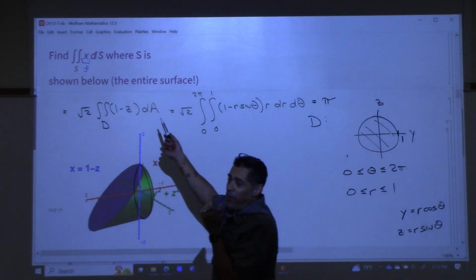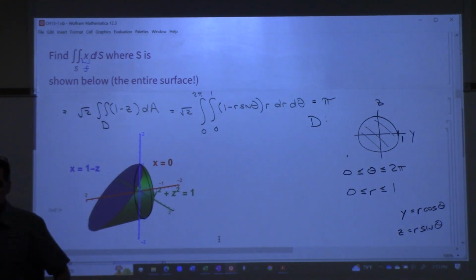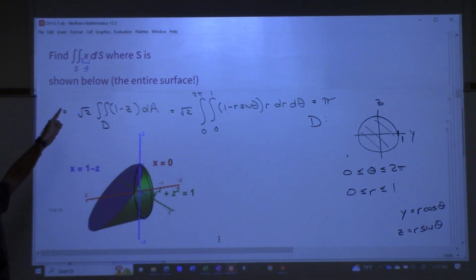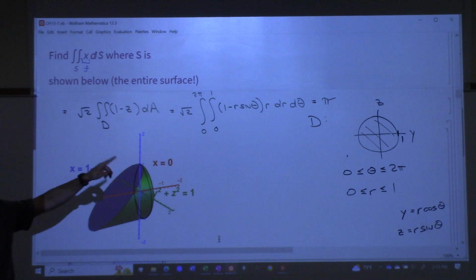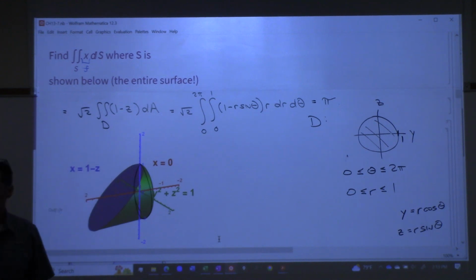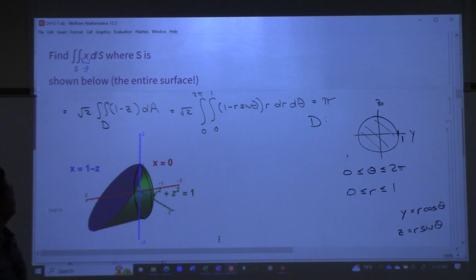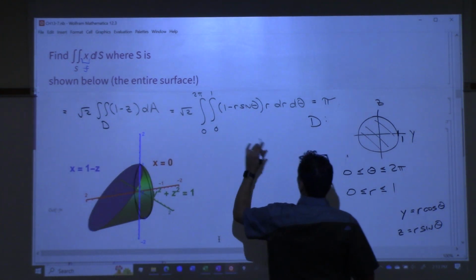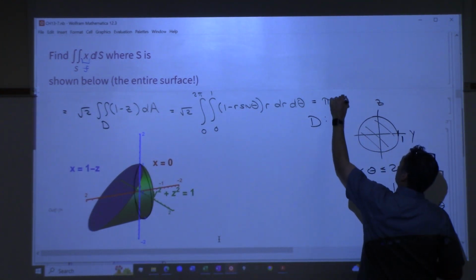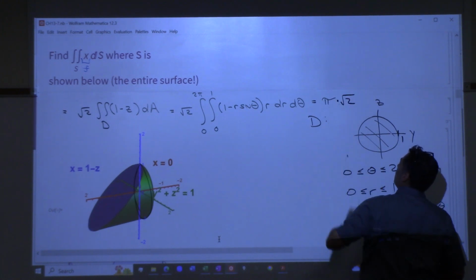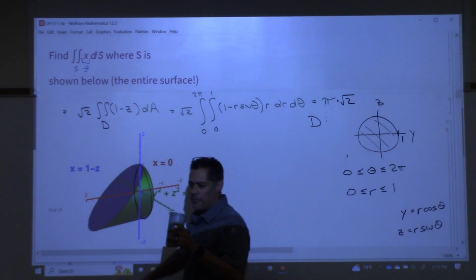Now, look, Wolfram Alpha can't do that, right? Wolfram Alpha can't do the problem for you. It can do the integral for you, but it can't do the setup. Yes? Well, because where's the square root of 2? Oh, root 2. Sorry. Yeah, I forgot to put the root 2 in. Thank you. Yeah, it's here, but I forgot to put it there.